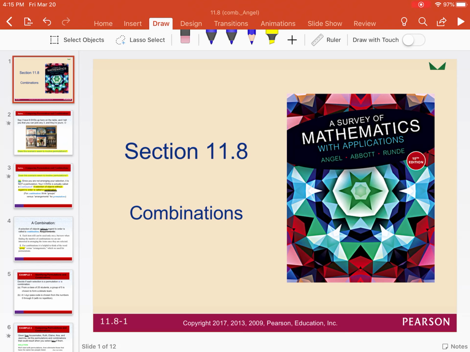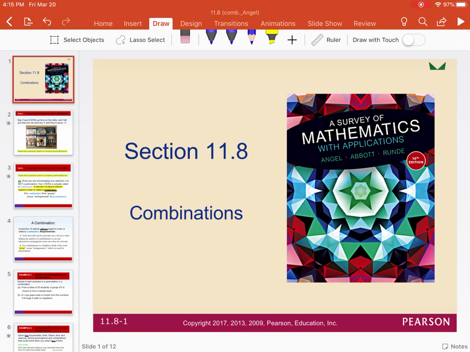All right, 11.8. Very important that you compare and contrast 11.7, which was on permutations. Do you remember some of the big ideas involving permutations? How do you know when a problem involves permutations? What does it read like, and what does it have you doing? Well, it involves arrangements, right? You're arranging items. Each item can be used only once, and the order makes a difference. If you change up the order, you have a different permutation, a different arrangement.